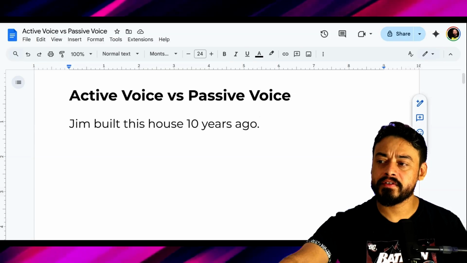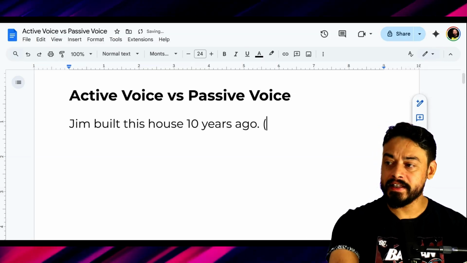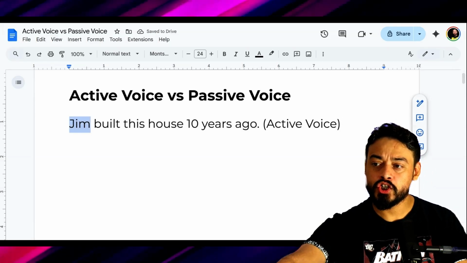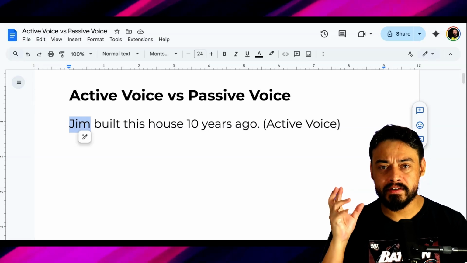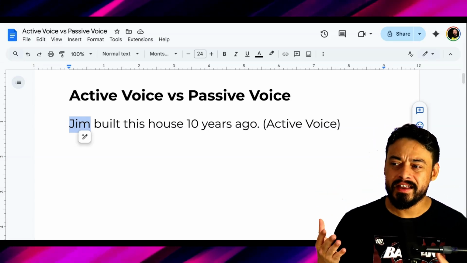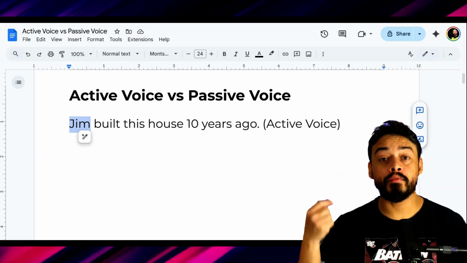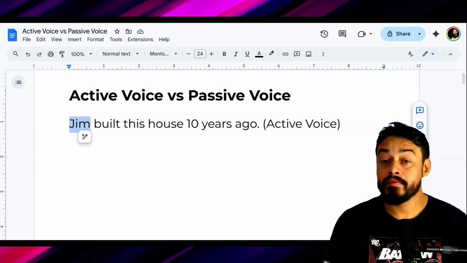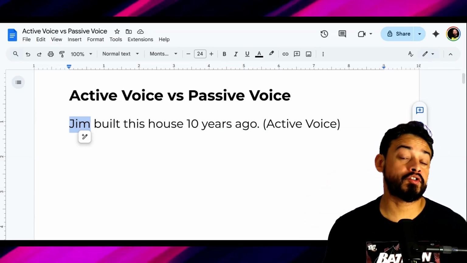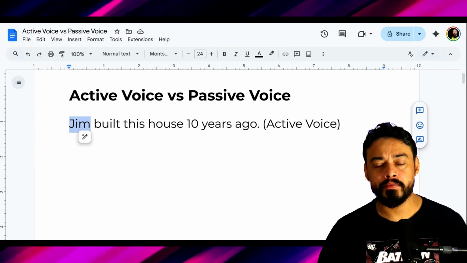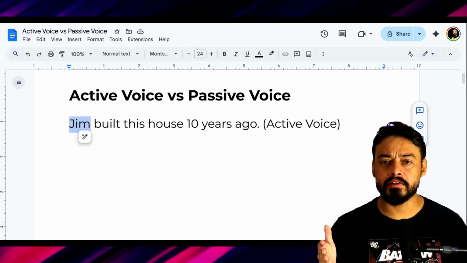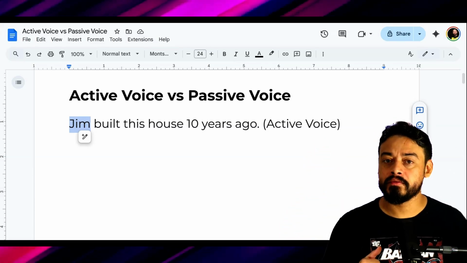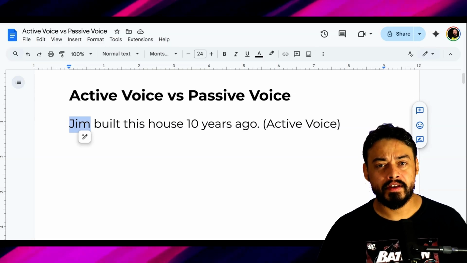Jim built this house 10 years ago. This is an active voice sentence. Why? Because Jim is my primary element here. My main focus with the sentence is not really the house, but who built the house, who performed the action of building the house. Jim. That's why I also start my sentence with him, with Jim. Jim built this house 10 years ago. So we could say that in this sentence in particular, Jim is more important in terms of emphasis than the house. That's why we call this an active voice sentence.